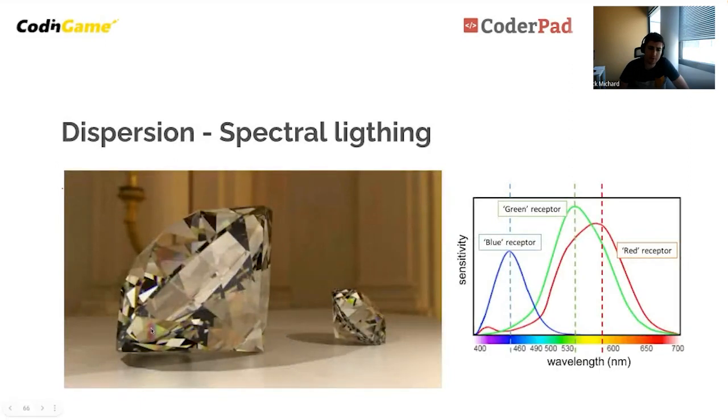Dispersion, spectral lighting. So in reality, in physics, when light goes through an object, it actually depends on the wavelength. The light can have a different path. And so you can see on my render here through the diamond, there is this kind of rainbow distortion of light, dispersion of light, which is also kind of nice. And for that, you will need to get rid of the RGB representation and use wavelengths, which can be tricky, but also not that hard and produces nice results.